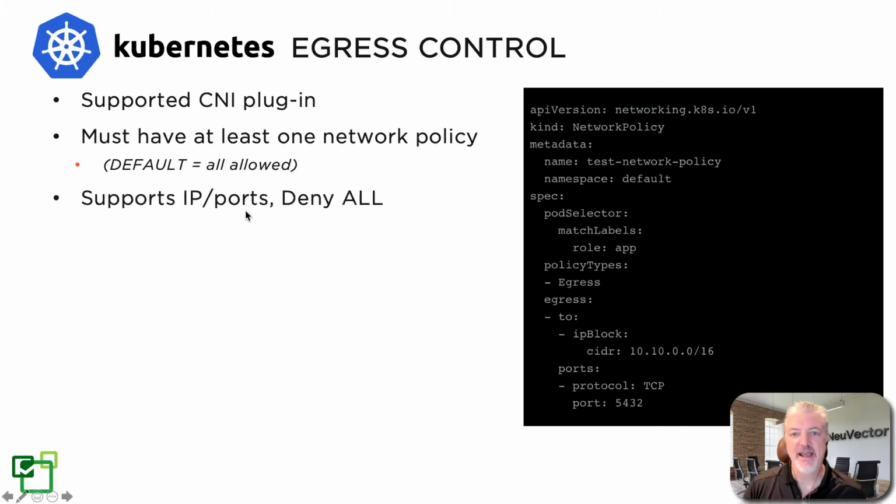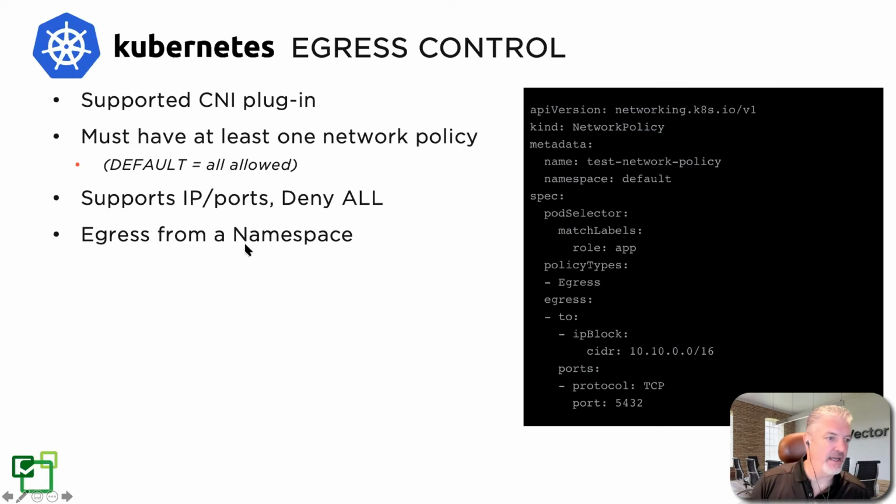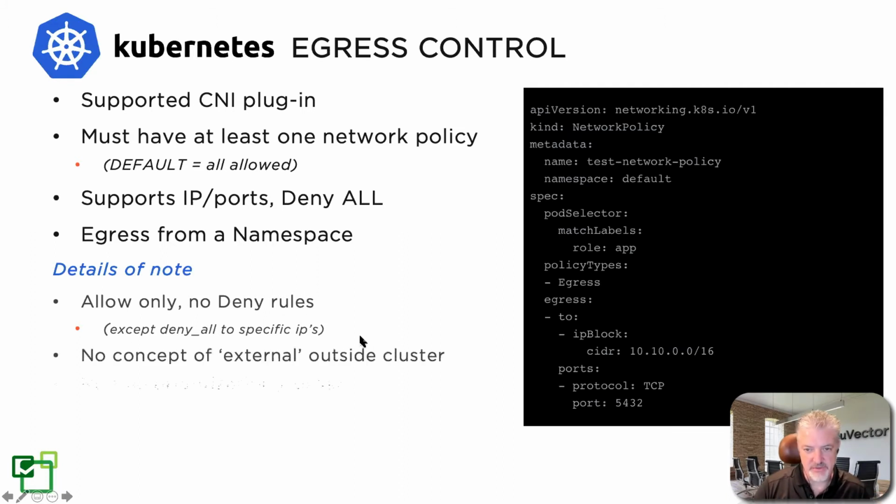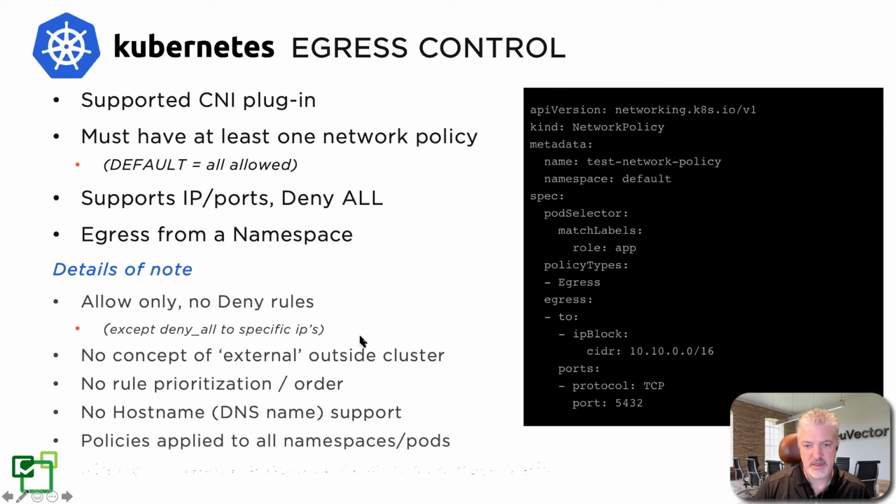But I digress. Kubernetes egress control does support IP and ports, so this is layer 3 and layer 4. You can do egress from a namespace. In the example you're seeing here, egress is being allowed to this CIDR block, a /16 block right there. That would be an example of an egress control. Notice that this is only an allow rule. So the limitations, and I'm going to click through until I get to all of these.